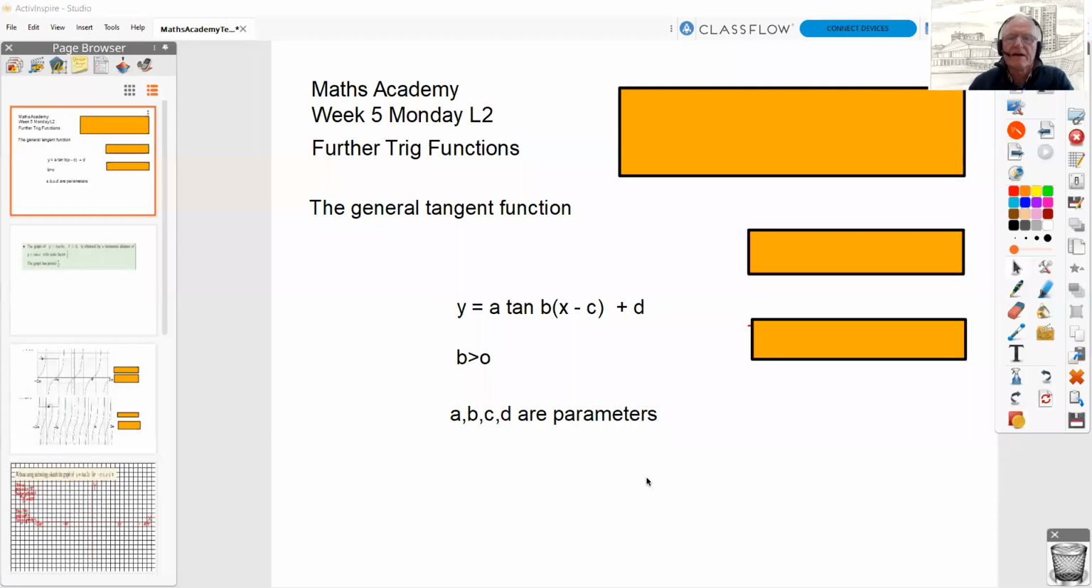Okay, it's recording, I think. I'll share the screen. And you can see the screen now? Yes, I can see. So it says Maths Academy.